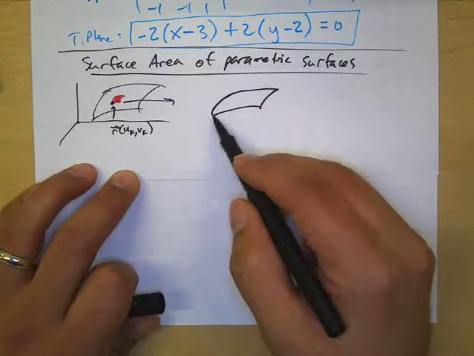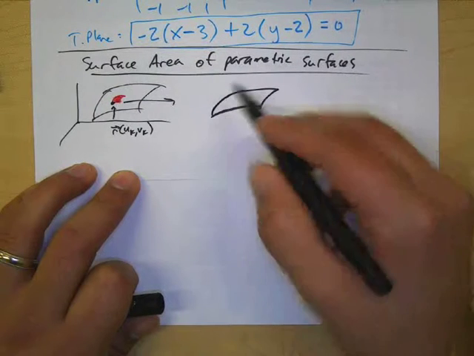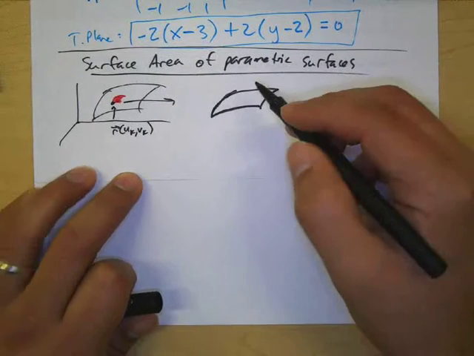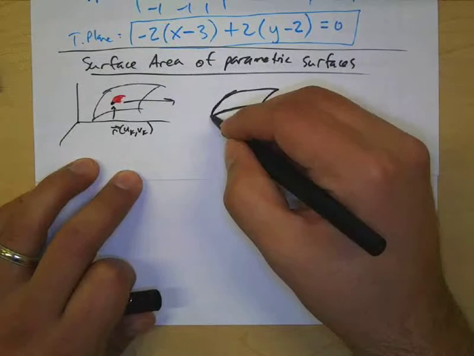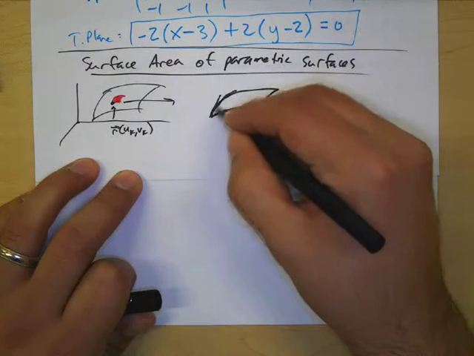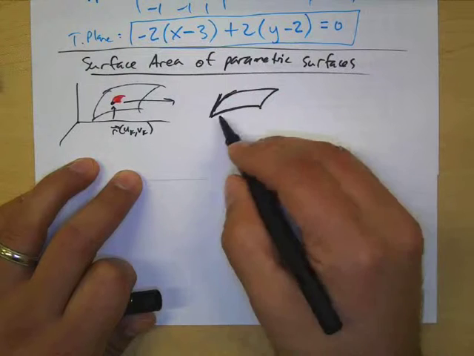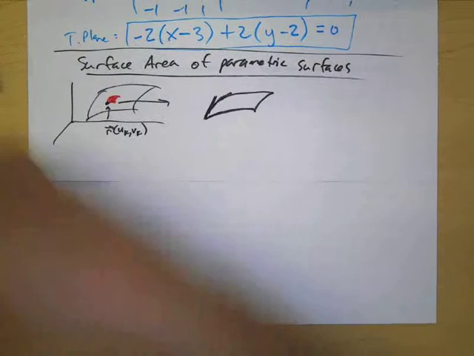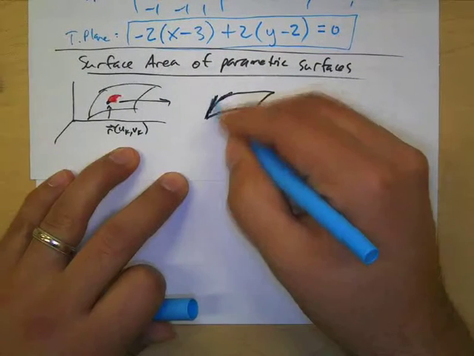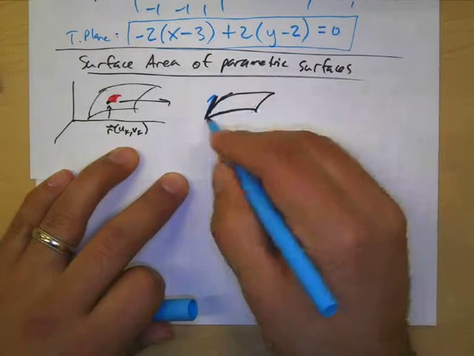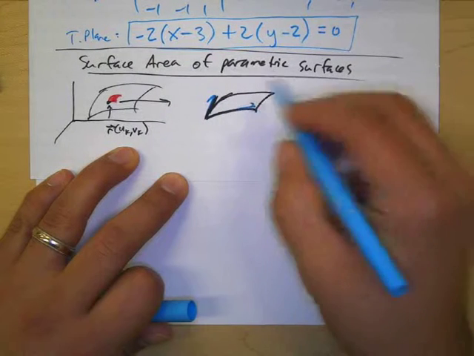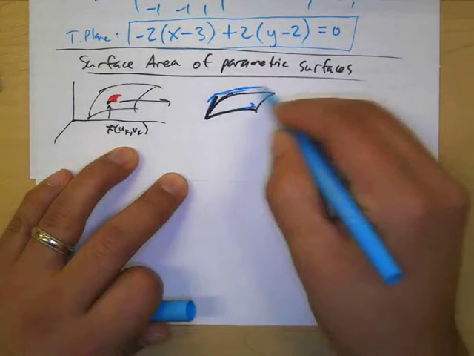Here we have a U curve. Here we have a V curve. If I use a tangent vector, we'll get there. Let me actually use blue here. And then I get a tangent plane.